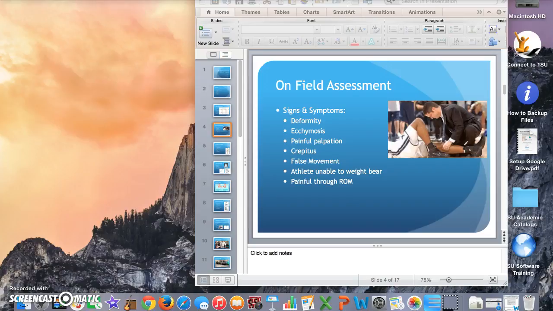Some common signs and symptoms for diagnosing a fracture on the field are deformity, such as a bone or object inside the body pressing against the skin, ecchymosis, which is severe swelling or discoloration, painful palpation, crepitus, which is a rough grinding feeling mainly felt in the patella, false movement, which just means a stable structure that moves when pressed on when it shouldn't, when an athlete is unable to weight bear, which causes any pain, or painful through range of motion such as flexion and extension.